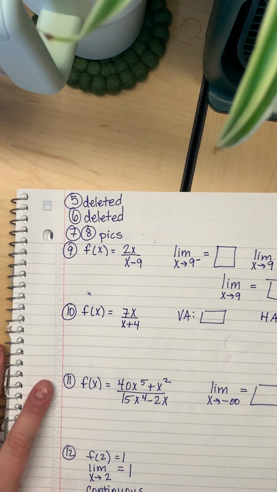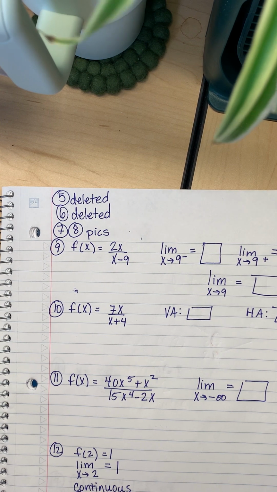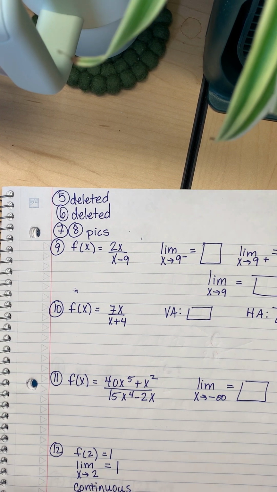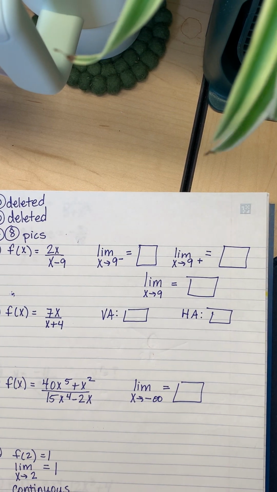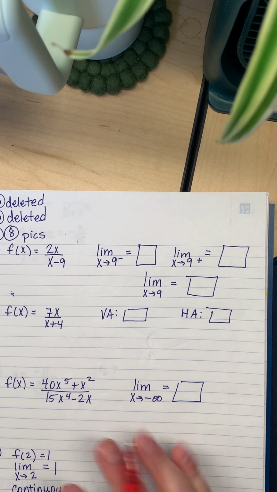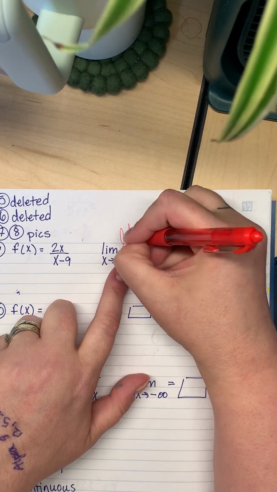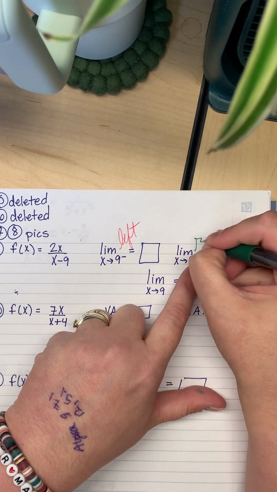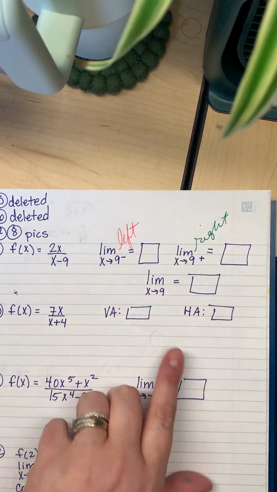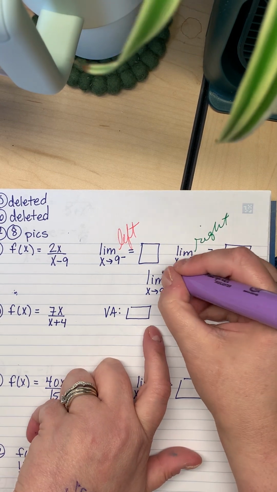Let's look at number 9. It says f of x equals 2x over x minus 9. And then it asks, what's the limit as x approaches 9 negative, 9 positive, and then just 9? Well, let's remember that 9 negative means the left, 9 positive means the right, and just regular 9 means you consider both.